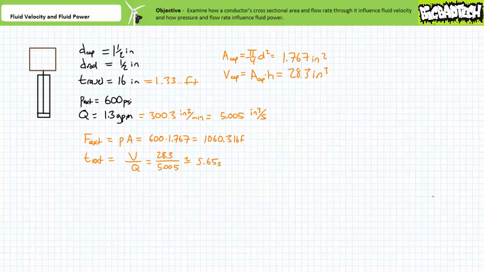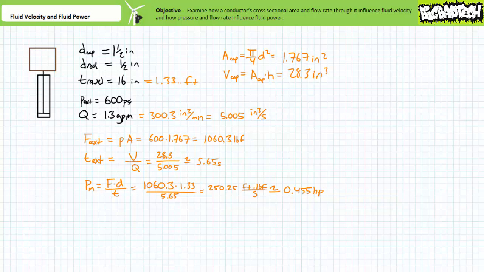Given a flow rate of 1.3 gallons per minute, or roughly 5.005 cubic inches per second, we can use our knowledge of flow rate and actuator speed to calculate that this cylinder would fully extend in roughly 5.65 seconds. Now all we have to do is put it together to arrive at a power figure.